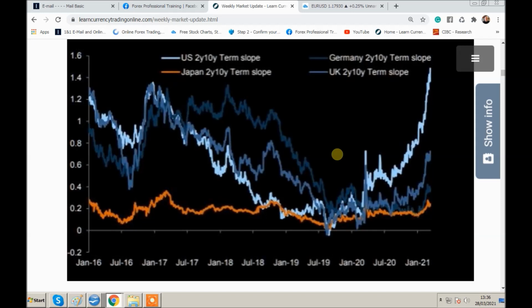These are long-term borrowing costs. They're already rising. Now, the Fed have said, we won't be raising interest rates anytime soon, but they can't ignore bond yields. Okay. In second place, obviously, the pound or UK bonds, but still a long way from the US. Then you've got Eurozone, and then Japan.